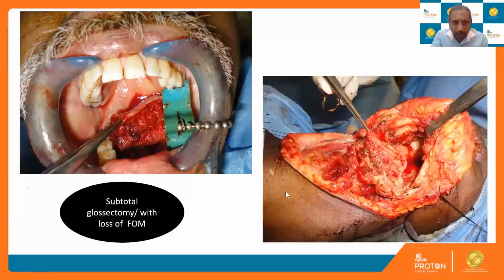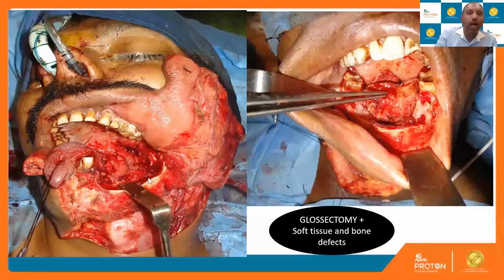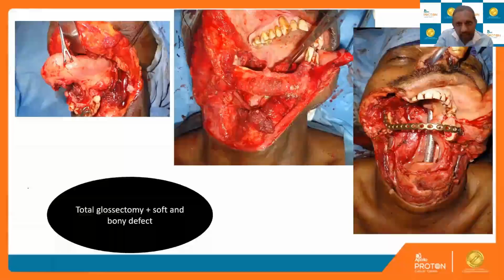Then, as I told you, we have hard tissue defects, loss of teeth and bone, and you can have marginal mandibulectomy and segmental mandibulectomy. So this is the next challenge. Sometimes there is also a very extensive defect like this, where the whole of the mandible, including the anterior arch, is gone with soft tissue and skin loss. The only things left here are the epiglottis and some mucosa. So this is one of the very challenging defects to reconstruct.